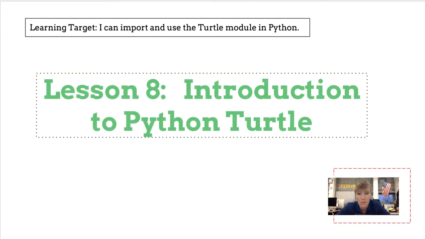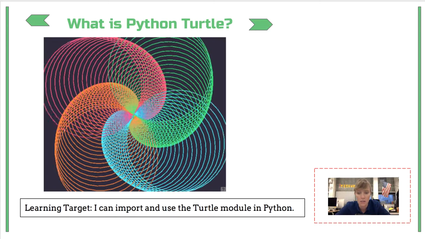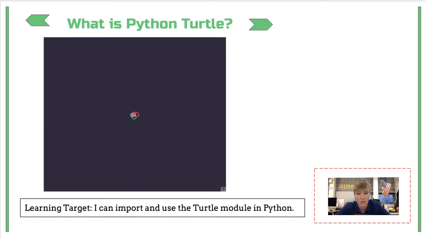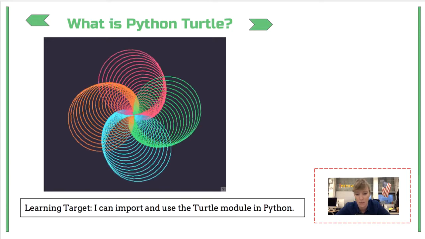Okay, today we're going to talk about Python Turtle. So first of all, let's describe what it is. Python Turtle is a library of objects and methods. And methods are things that you can do to the objects that allow you to draw. So what it really does is, let me give you an example here. It creates a canvas that allows you to draw by creating colored pixels across the canvas.